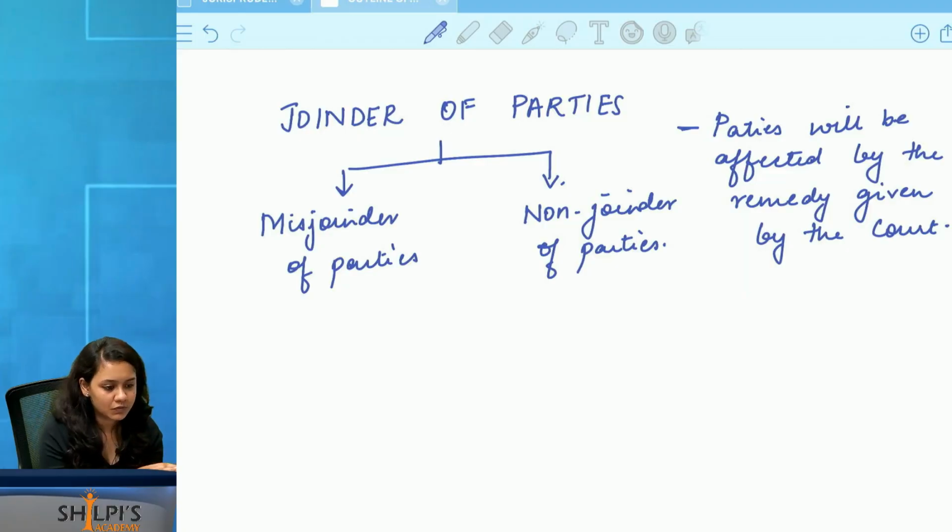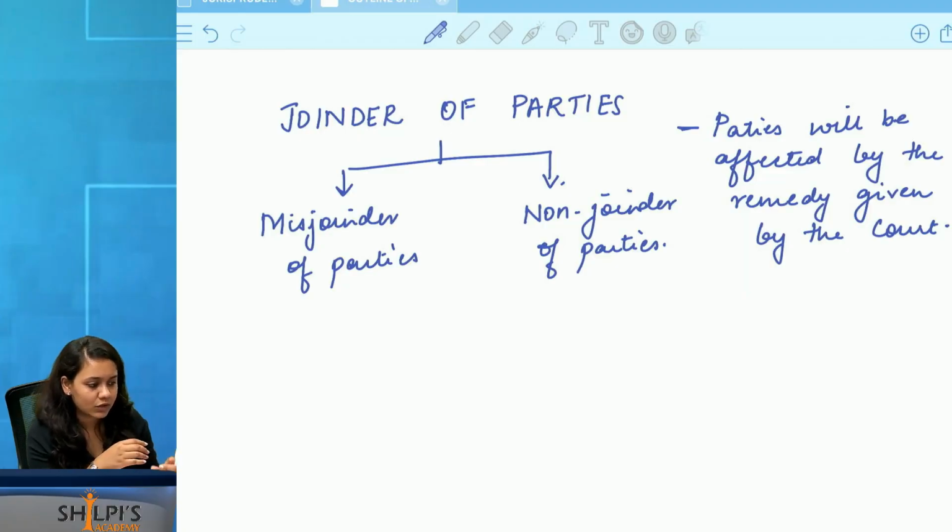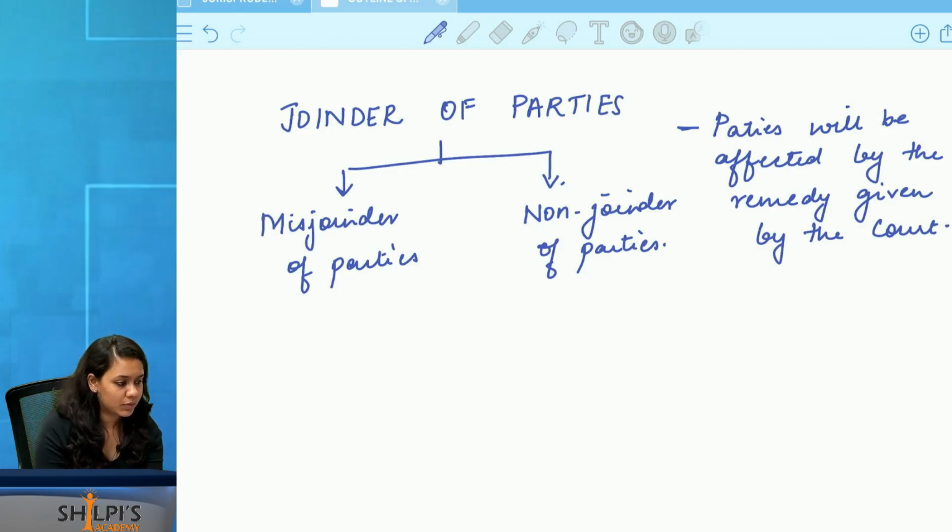Same thing applies even for the remedy. Who and all are entitled to the remedy must be parties to the suit. Even if they are minors, or if they are of unsound mind, etc., their legal guardians can represent them before the court of law. Ultimately, they should be a party to the suit.